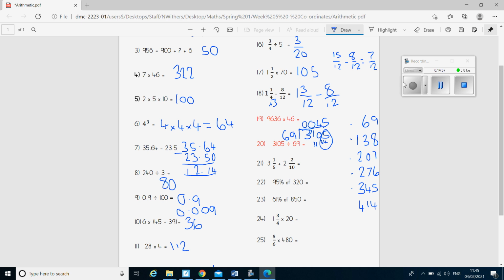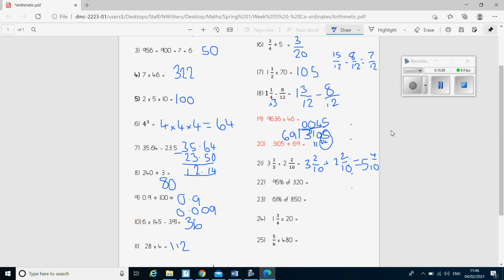Okay, question 21. I'll just make some room to do some working out for that. Again, I'm adding mixed numbers. So first of all, I would deal with the fractions. I need to make them have the same denominator. So this 1/5, I just need to multiply it by 2 to give it a denominator of 10. So then I end up with 3 whole ones and 2/10, add 2 whole ones and 2/10. Right, add the fractions first of all. It gives me 4/10. And then add the whole numbers. 3 add 2 gives me 5. So my answer is 5 and 4/10.